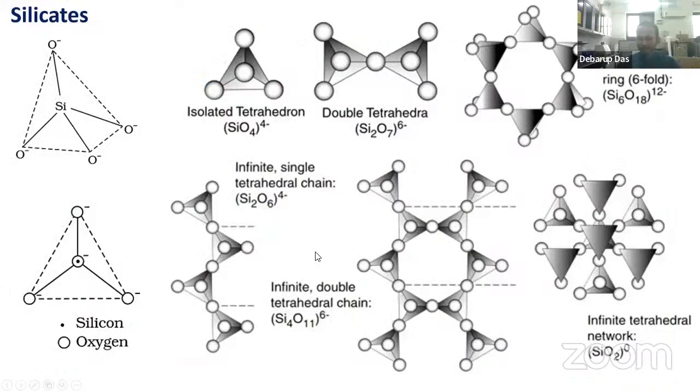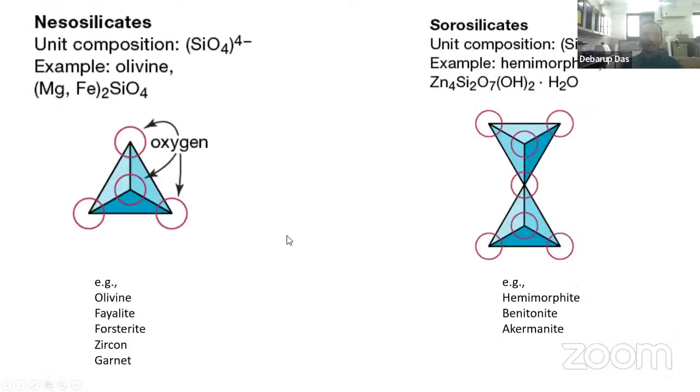Now, silicates. We'll discuss silicates in detail, because this actually is the base of everything. And if you understand the silicates properly, other things you will understand properly. So there are different kinds of silicates. This picture may appear kind of overwhelming to you, because so many silicates are there: isolated tetrahedron, double tetrahedra, tetrahedral ring, then chain, double chain, sheet, or then infinite three-dimensional tetrahedral network. Now let us take them one by one.